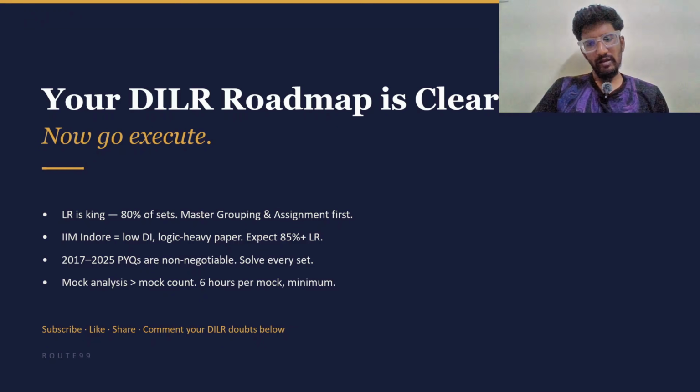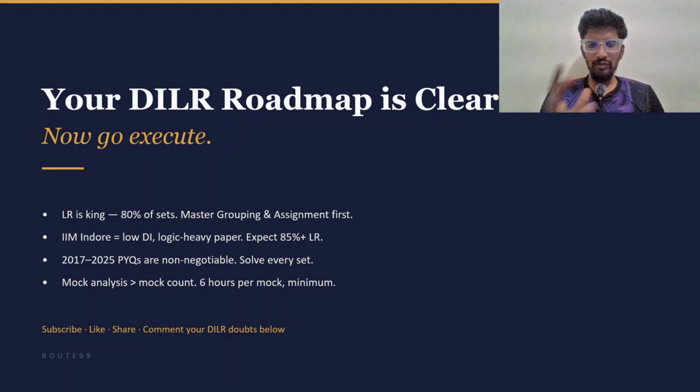So guys, after analyzing all the CAT papers, the message is very clear. LR dominates the DILR section. Grouping and assignment sets remain the most important topic. CAT 2024 was an exception, but 2025 came back, and we have seen it. It has brought us back to normal. If IIM Indore conducts CAT 2026, we are likely heading towards a logic heavy paper. The roadmap is quite clear to you guys. You have to prepare for it. You have to put in the right efforts and right time. And most important, guys, try to write as many mocks as possible. Analyze the mocks. I would say write 25 to 30 mocks.